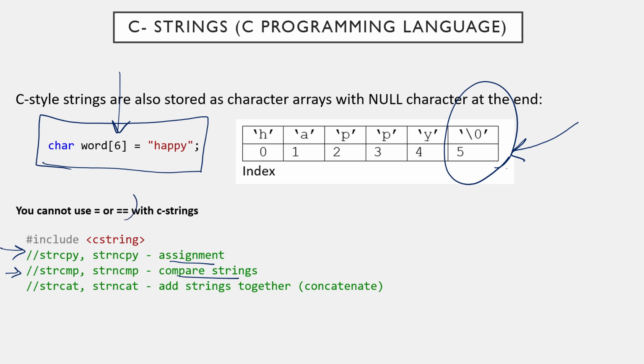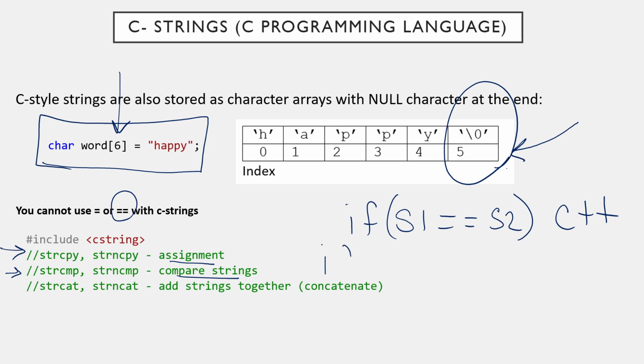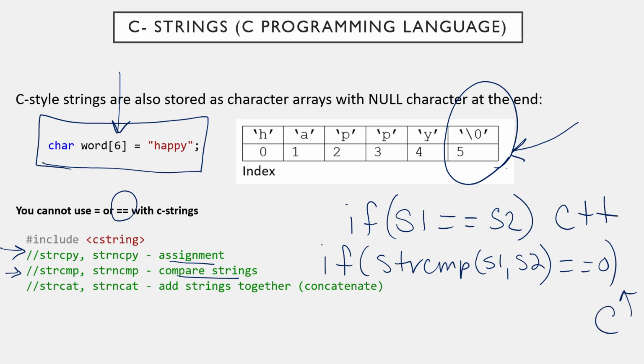So you can't use equals equals. If you have two strings that have been assigned as strings, you can say if S1 equals S2. This is C++ style. If you wanted to use C style, you would say if strcmp, string compare, S1 with S2, and if they are the same, it returns a 0. So that's the C style way to do it, and that's the C++ style way to do it.